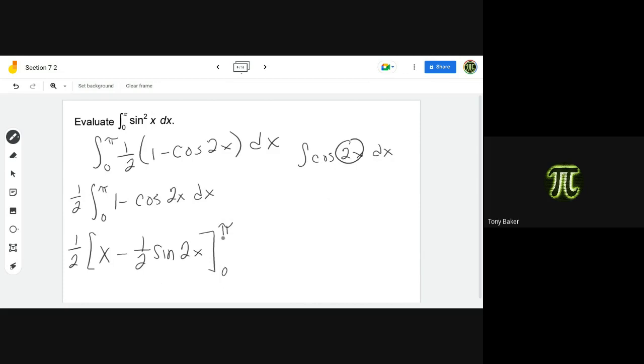0 to pi. All right, what else is different about this problem? It's a definite integral, so I have to plug in my values and solve it. So I have 1/2 pi, sine of 2 pi is 0, so it's actually just 1/2 of pi. And then plugging in 0 gets rid of everything, so the answer is pi over 2.